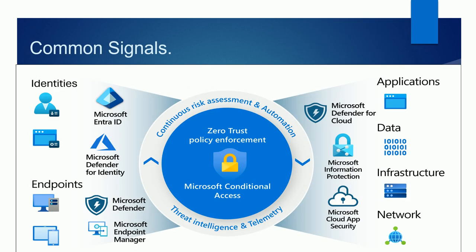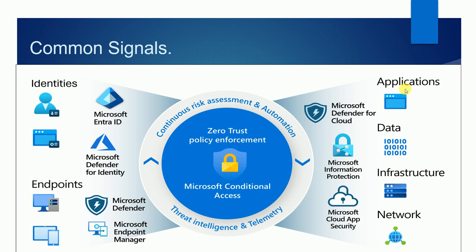Now here are the signals. What are the signals? As I told you, signals will come from your application, user, locations, and devices. Based on your signals, if they match your requirement, only then will the user get access. From the identity side, signals come from the user endpoints, Microsoft Defender, Intune, or Microsoft Endpoint Manager, from the endpoint, laptop, desktop, tablet, or from the user location.